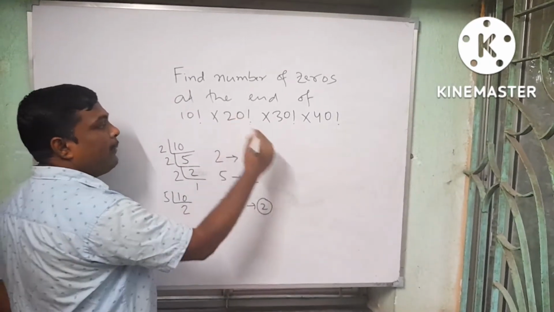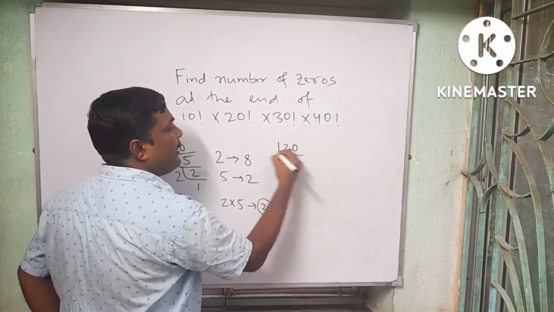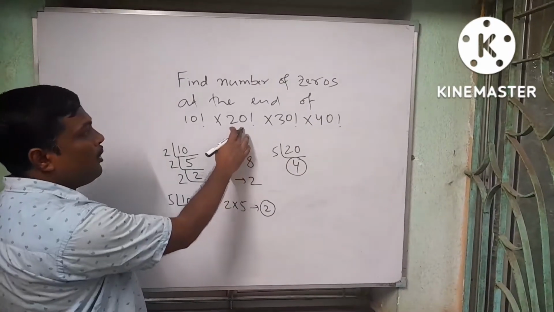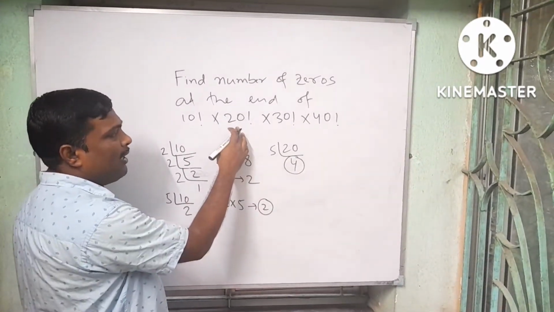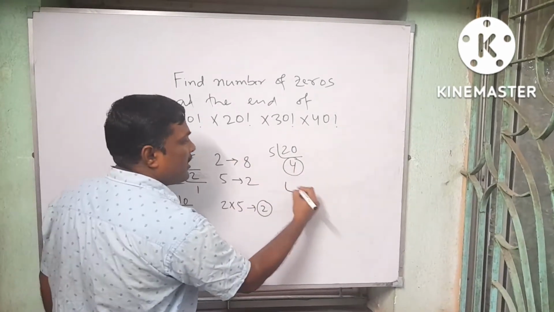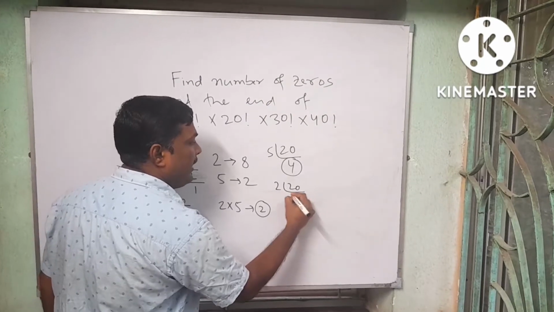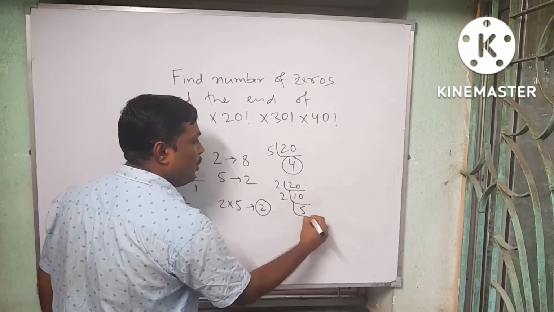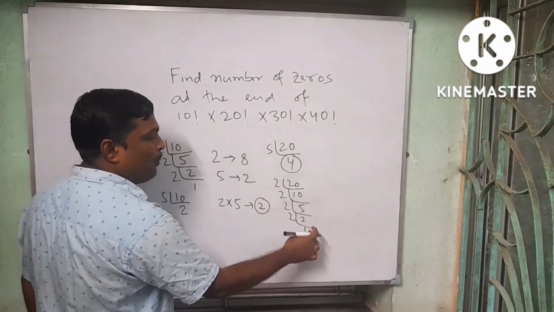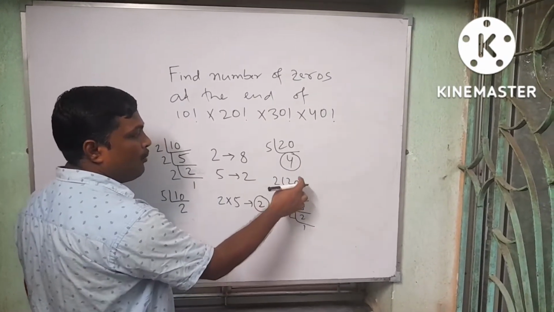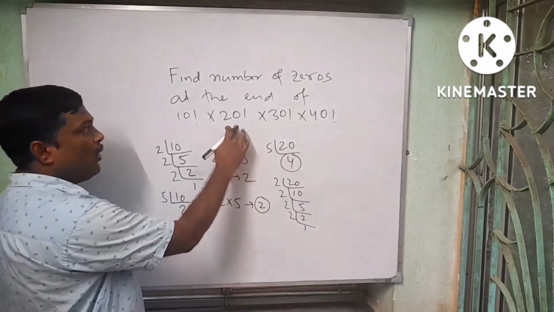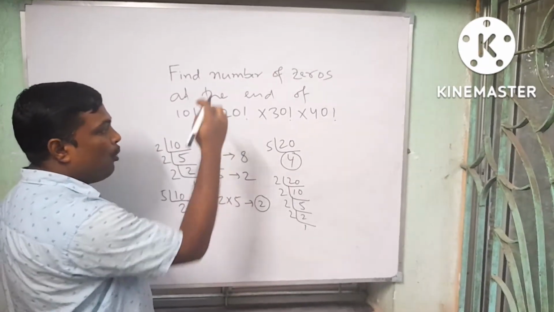Now in 20 factorial, divide 20 by 5, quotient is 4. Okay, so in 20 factorial we have number of 2 more than 4, because just divide 20 by 2, 10, divide by 2, 5, 2, 1. So it is 10 plus 5 plus 2 plus 1, it is 18. So number of 2 in 20 factorial is 18, number of 5 is 4. So in 20 factorial we have 4 zeros.